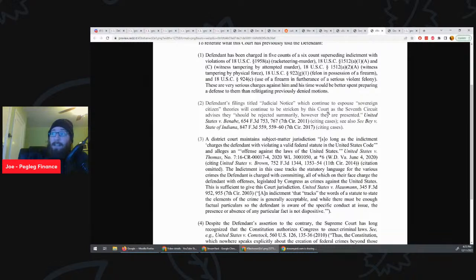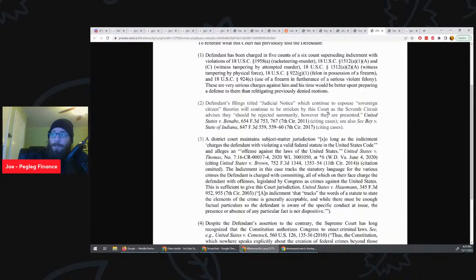These are very serious charges against him, and his time would be better spent preparing a defense to them than relitigating previously denied motions. Maybe Delete Laws needs to read that sentence right there. His time would be better spent not relitigating previously denied motions.